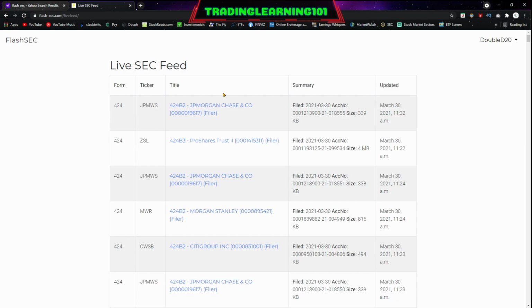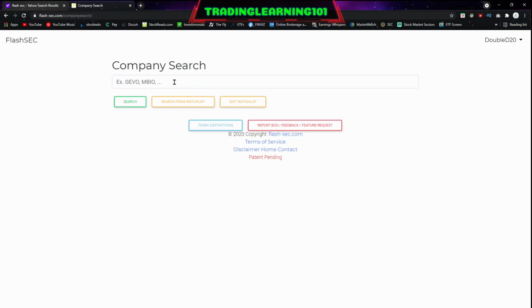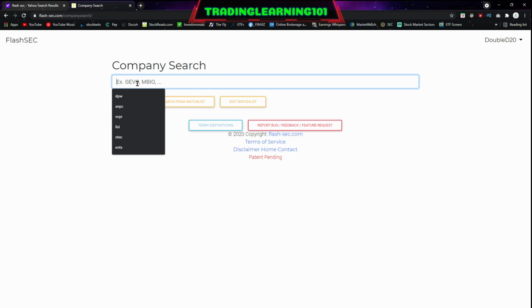I don't really use the feed that much. I just go into the search and I look up a ticker. Let's do that. So here's the company search tool. What you're simply going to do is take the ticker symbol and you're going to look up that ticker. So for this example, let's look up Rocket, RKT. We'll type in the ticker symbol, hit enter.